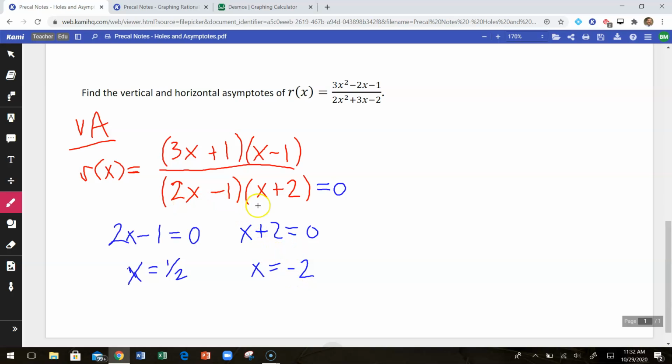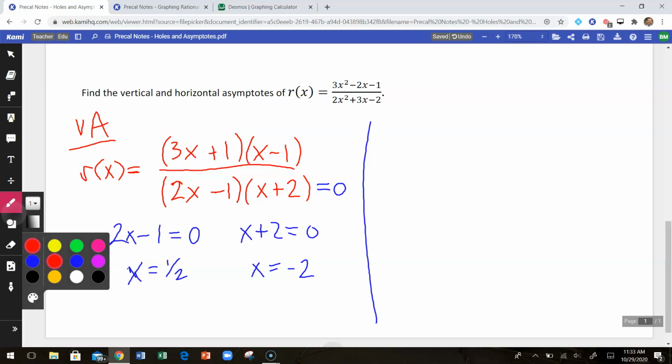Anytime that you have a 0 on bottom, but the top has that exact same factor, it's not actually a vertical asymptote. It will be a hole in that case, so make sure that you know that. We didn't have similar factors on top and bottom here, so those are both vertical asymptotes.